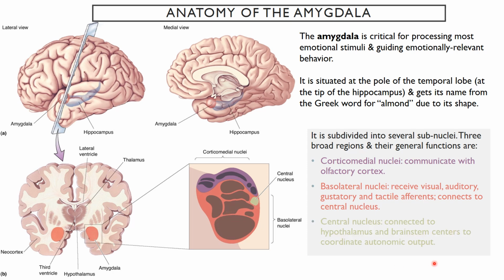Then the central nucleus. It's connected to the hypothalamus and the brainstem, and it regulates the coordination of the autonomic output. So in general, information comes in through these two major subdivisions. There is a ton of processing that happens within these two areas. And then in general, the output of the amygdala is going to be the central nucleus, where it's going to have an effect on hypothalamus and brainstem output, which is going to have a major influence on our emotional response. So the information comes in and is processed through the amygdala, and then it comes out the central nucleus.